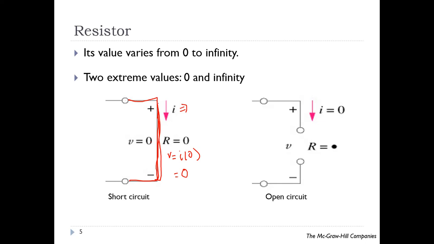And when the value of the resistor is infinity, it's not possible. The resistance is very high, so the current cannot flow through, so this part becomes an open circuit. It's not possible for the current to flow through. So whenever you have R equals infinity, your current will be 0. In this case, your voltage will be infinity, and this is the case when you have an open circuit.